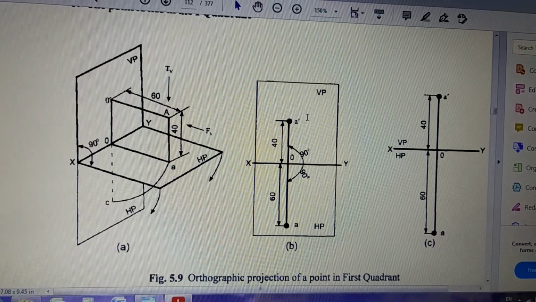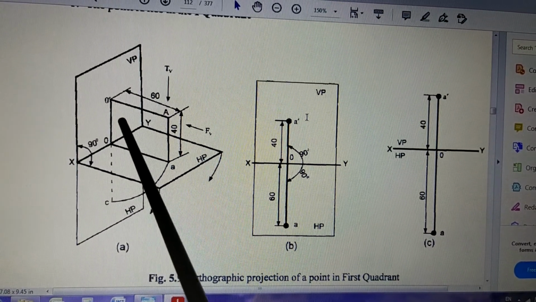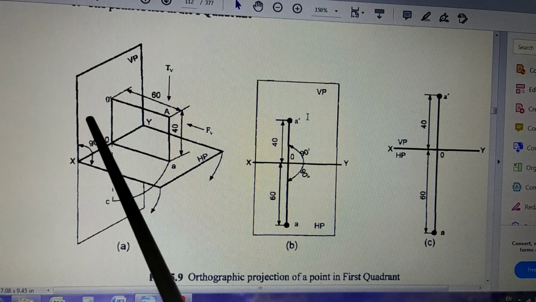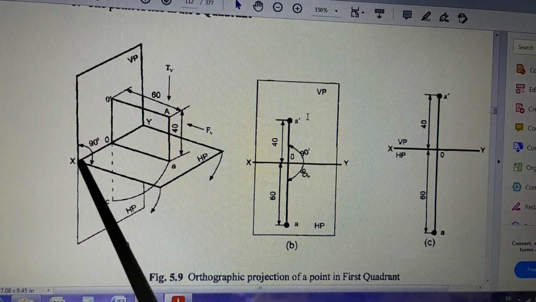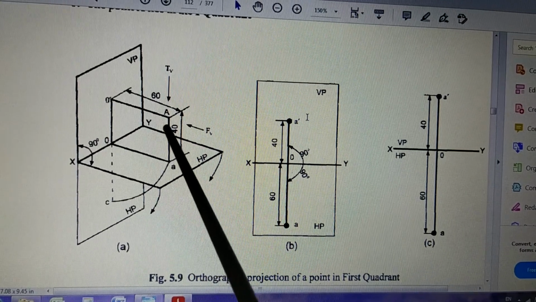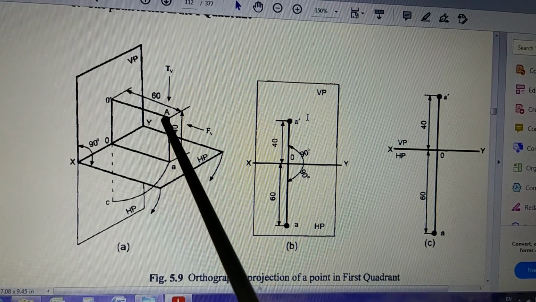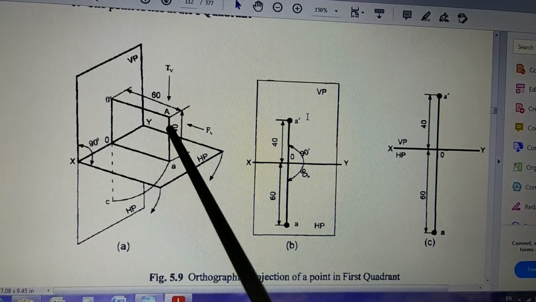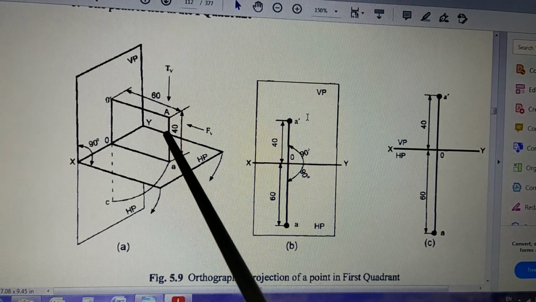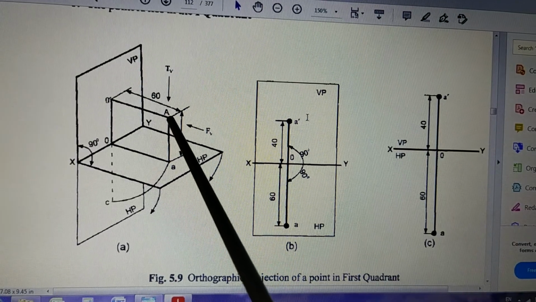Just to recollect what was discussed earlier, there is the concept of the horizontal plane and the vertical plane. They are perpendicular to each other, separated by the XY line, and in this example which we discussed earlier, there is one point A here. The other lines are construction lines, but they are drawn very dark. There is just one point here called A.